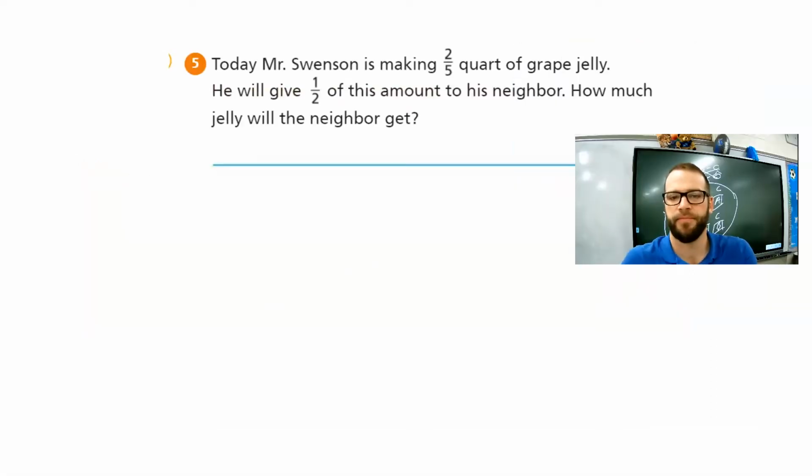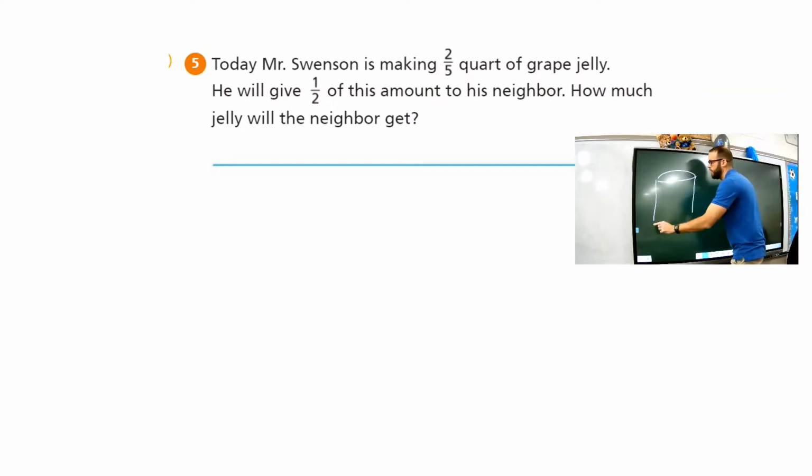Mr. Schwensen is making 2/5 quarts of grape jelly. He will give half of this to his neighbor. How much will his neighbor get? Well, his neighbor will get half of 2/5. So here's old Schwensen making some jam, and he makes 2/5. So 1, 2 out of 1, 2, 3, 4, 5. He makes this much. What a nice guy. Should be purple because jam's purple, right? He's going to give half of that to his neighbor.